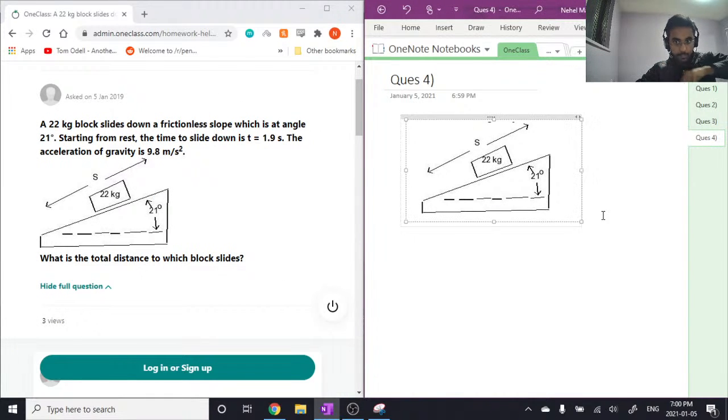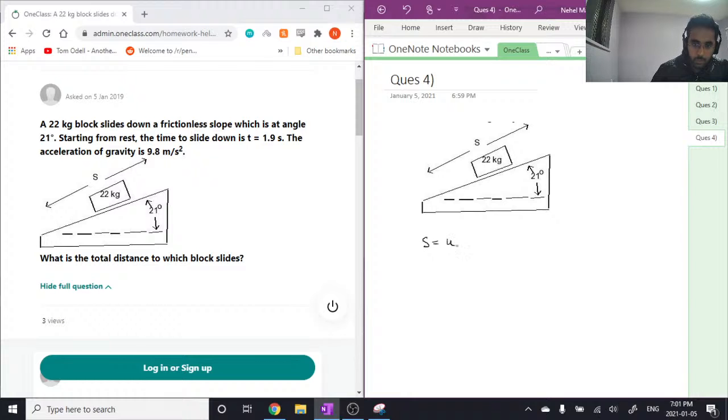All right, and let's first write the equation of motion, which would help us solve this. So we're given we are at rest, and we know the time, so we would use s equals ut, which is initial velocity, plus half at. I think that's the equation. Yeah, half at squared.